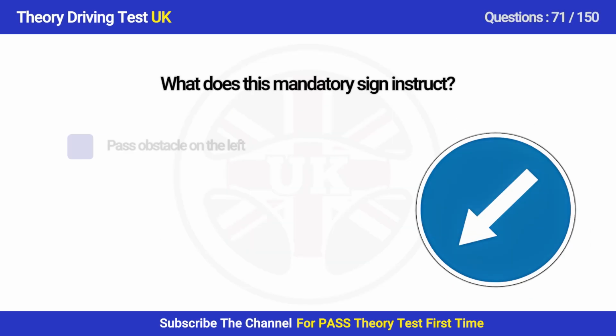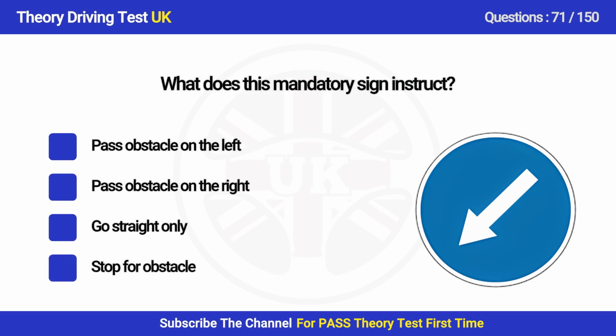Question 71. What does this mandatory sign instruct? A. Pass obstacle on the left. B. Pass obstacle on the right. C. Go straight only. D. Stop for obstacle.